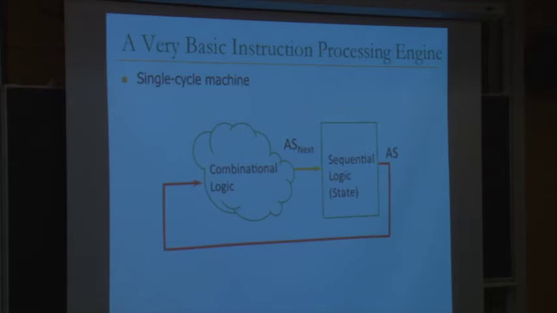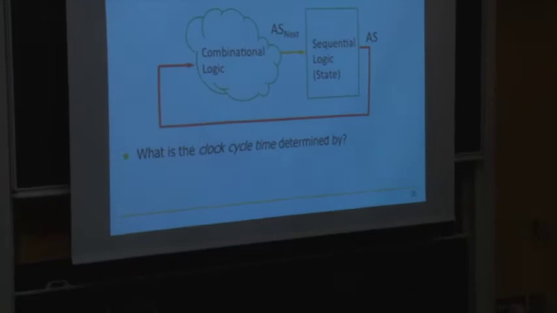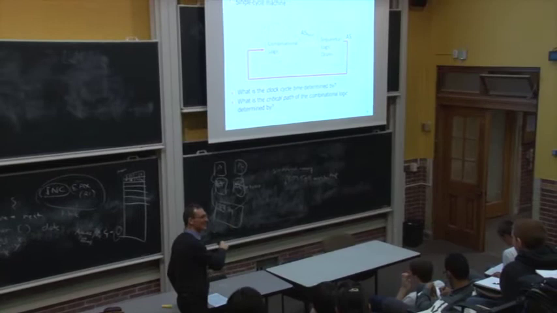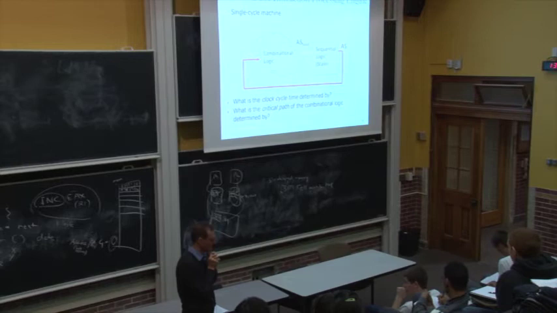I guess one question for you is, what is the clock cycle time here determined by in this case? It's like the critical path through the combinational logic. That's right, exactly. Now, what is the critical path of the combinational logic determined by? That's right. And what is that determined by? Absolutely. It is the delay of the gates. By the architect. That's right.